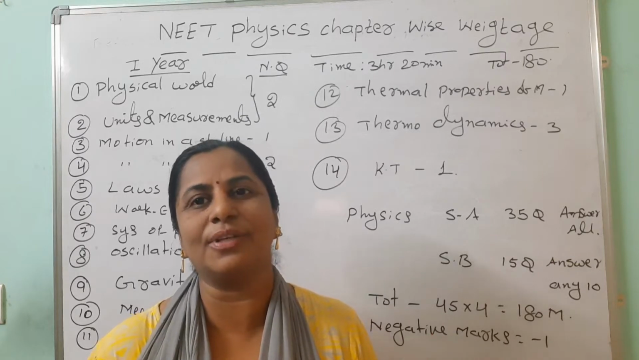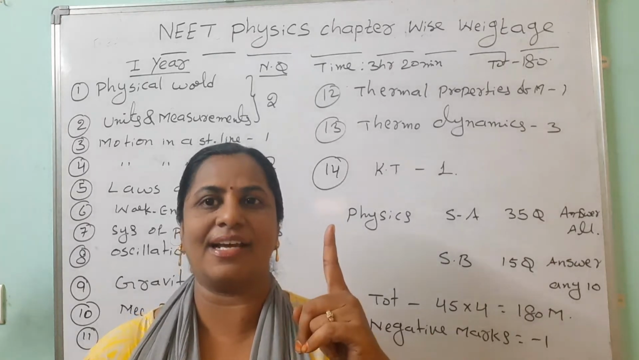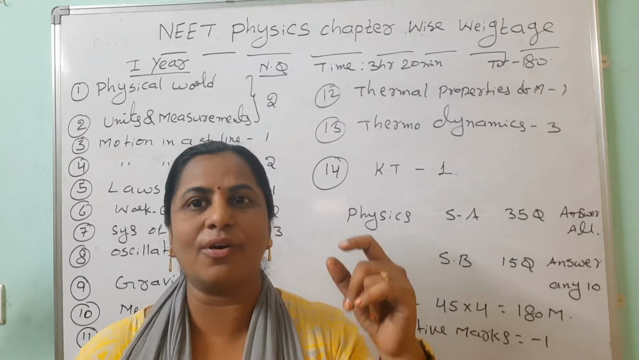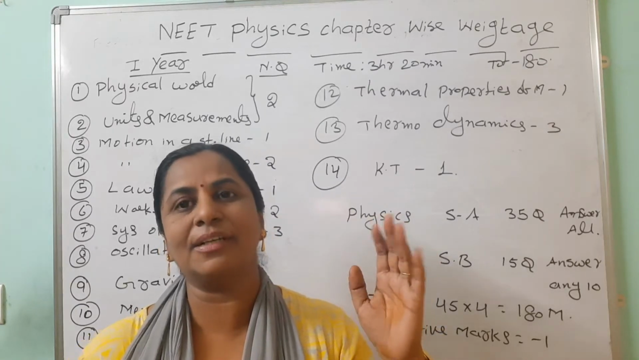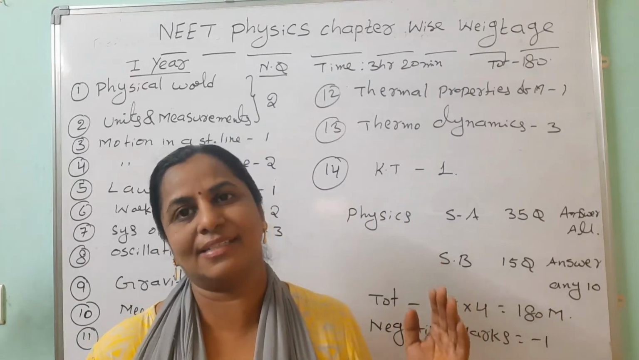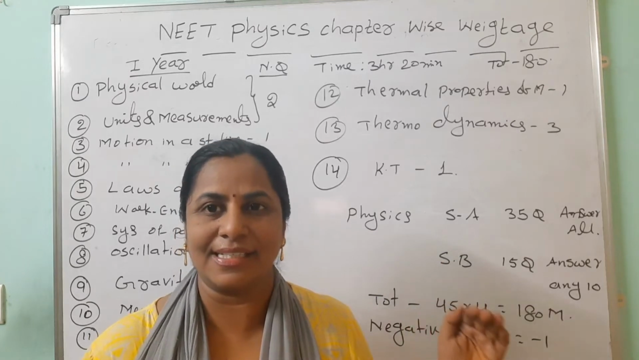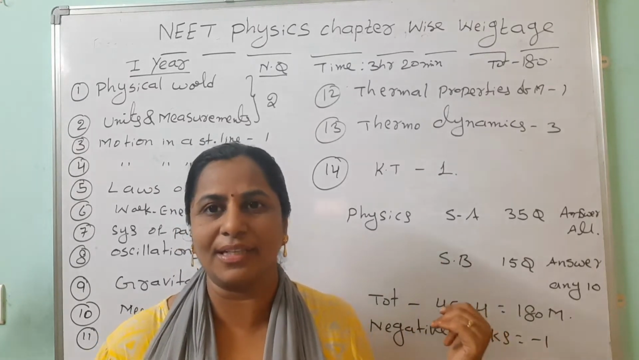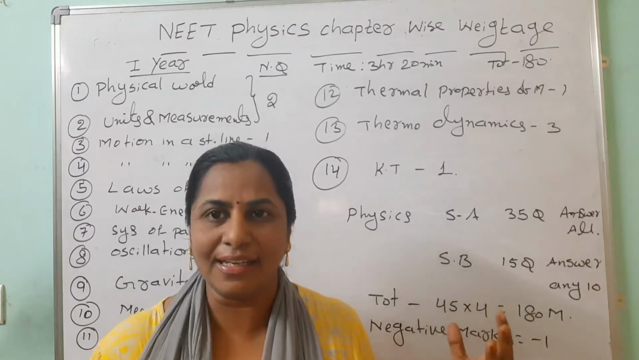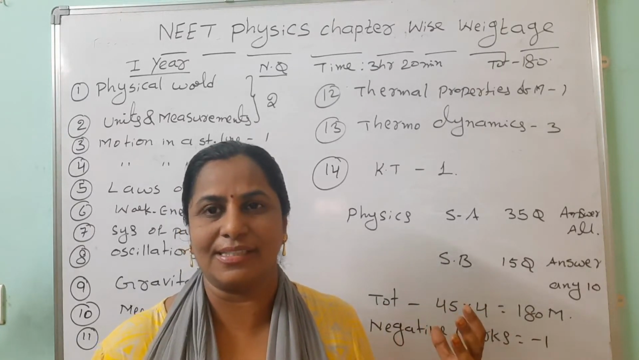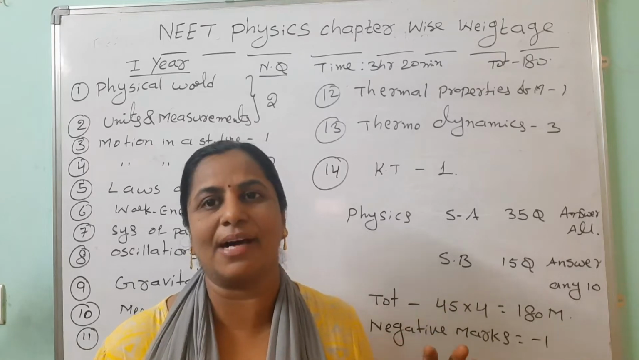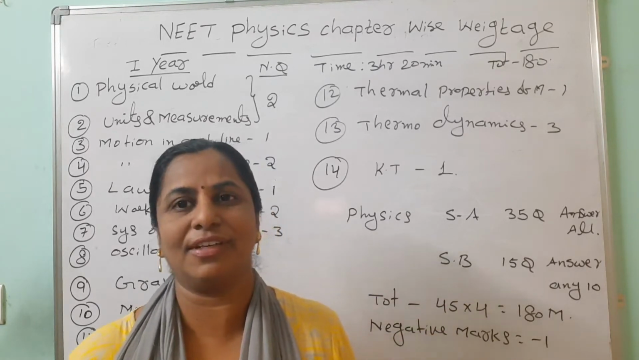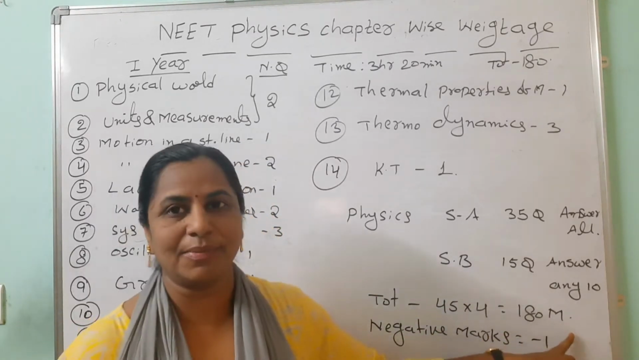If you don't know it, don't give the answer, because each question carries 4 marks. If anything is wrong or doubtful, don't attempt it, because each question carries a negative mark of -1. In session A there is no choice. In session B they are giving 15 questions in total, but you can write any 10. Overall they are allotting marks for 45 questions. 45 into 4 is 180 marks from physics.